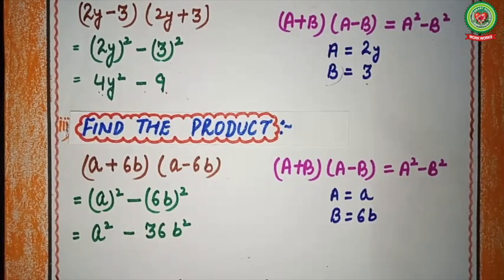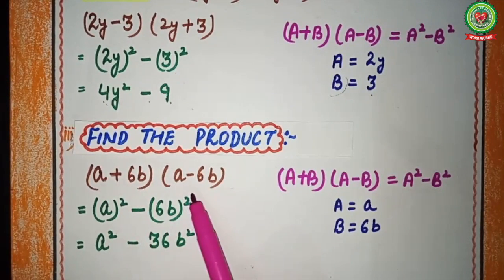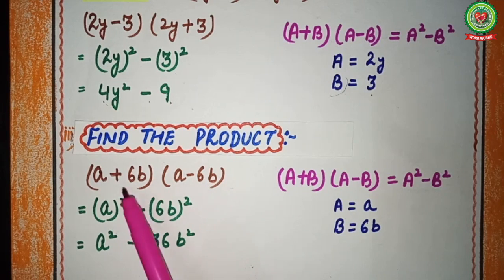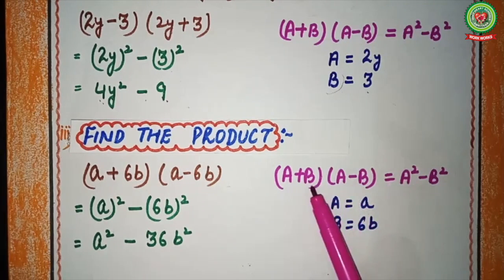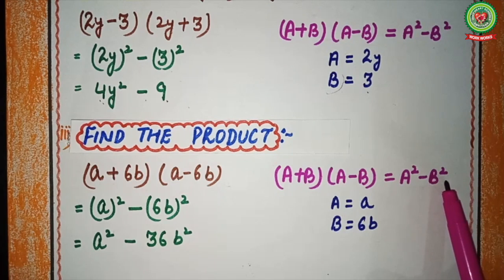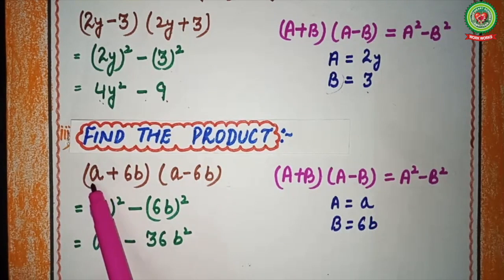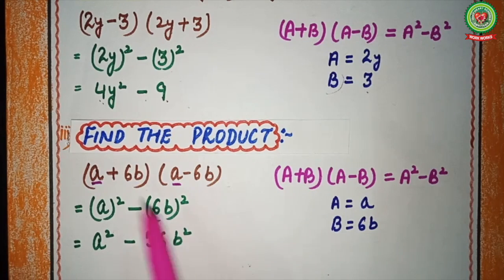Now here we have the third example. The statement is find the product (a plus 6b) into (a minus 6b). Again the brackets are the same and they differ from each other by the sign, that is plus sign and minus sign. So this is in the form of (a plus b) into (a minus b). We will write the formula on the right hand side like this: (a plus b) into (a minus b) is equal to a square minus b square. The value of a is a, and the value of b is 6b.